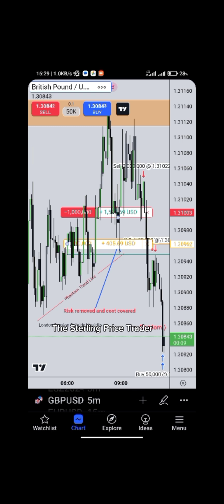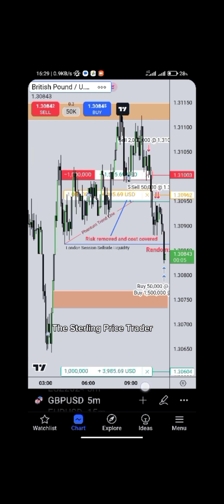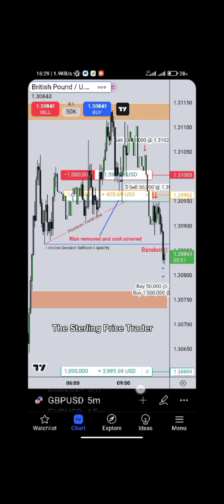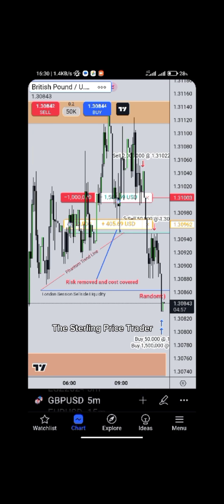I don't know how it will run going into the PM session today. I would like to see it go down. Actually, price has been bunked, like it's been really bearish, extremely bearish.